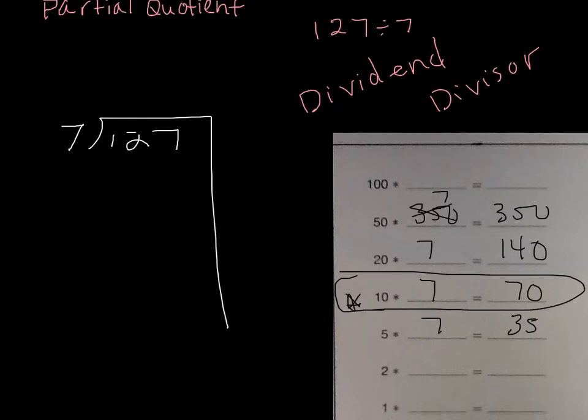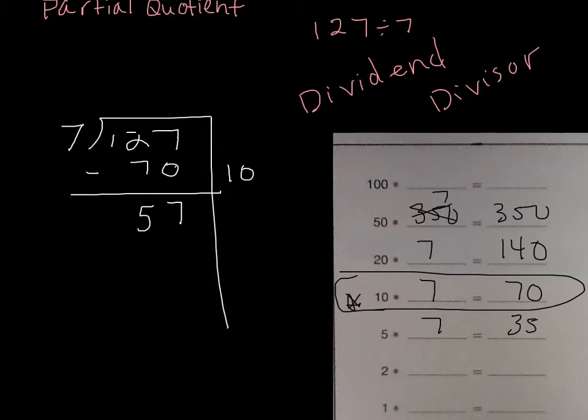So in our problem, we write down that we want to have 10 groups. We put it over on the right. 10 groups of 7 is 70. So we're going to subtract 10 groups from our 127, our dividend. 7 minus 0 is 7. 12 minus 7 is 5.